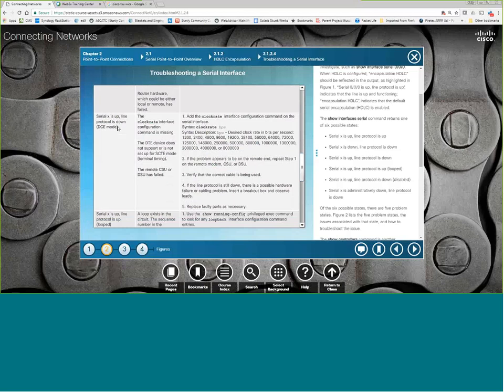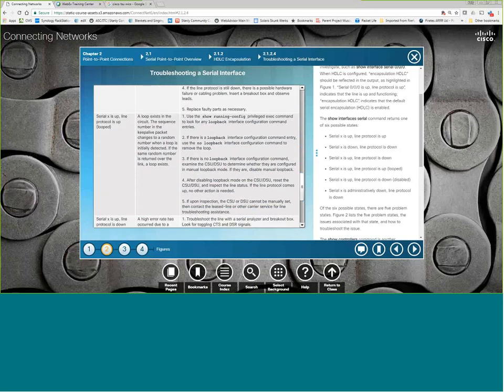Now, real world, your serial interfaces should not be in DCE mode. This is typically because we're in the labs. And in the labs, you've got to set a DCE and have a clock rate in order for the labs to simulate a CSU DSU connection between the two devices.